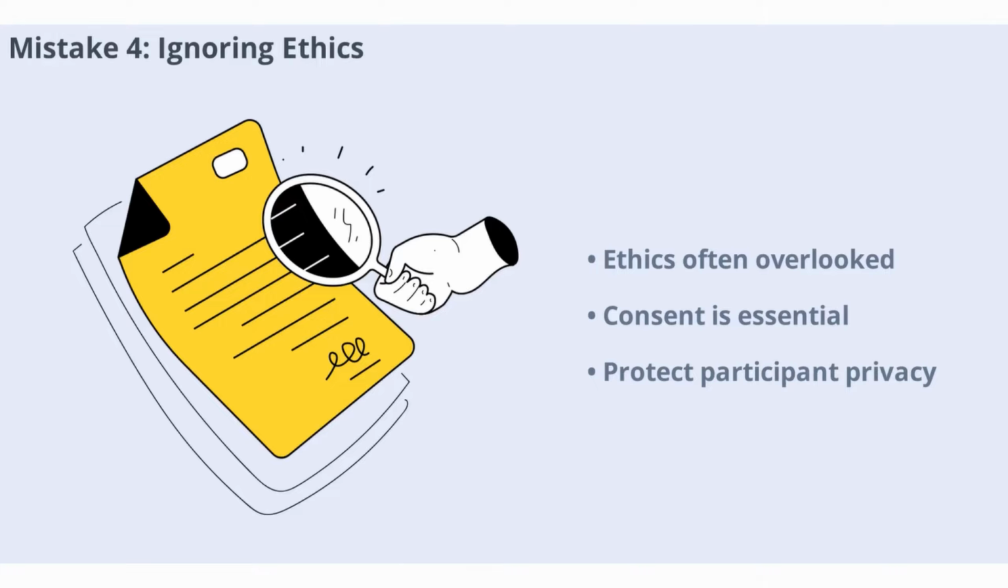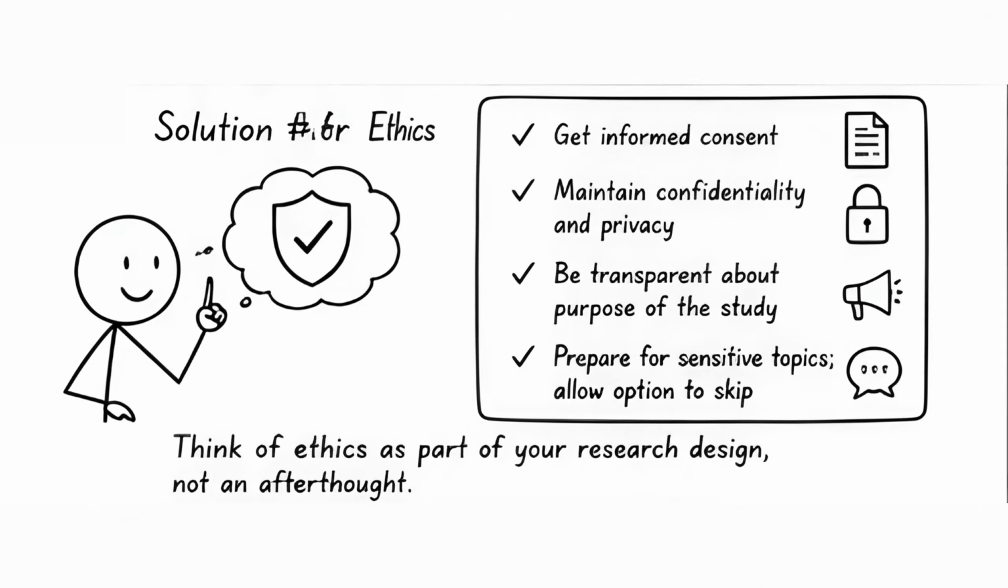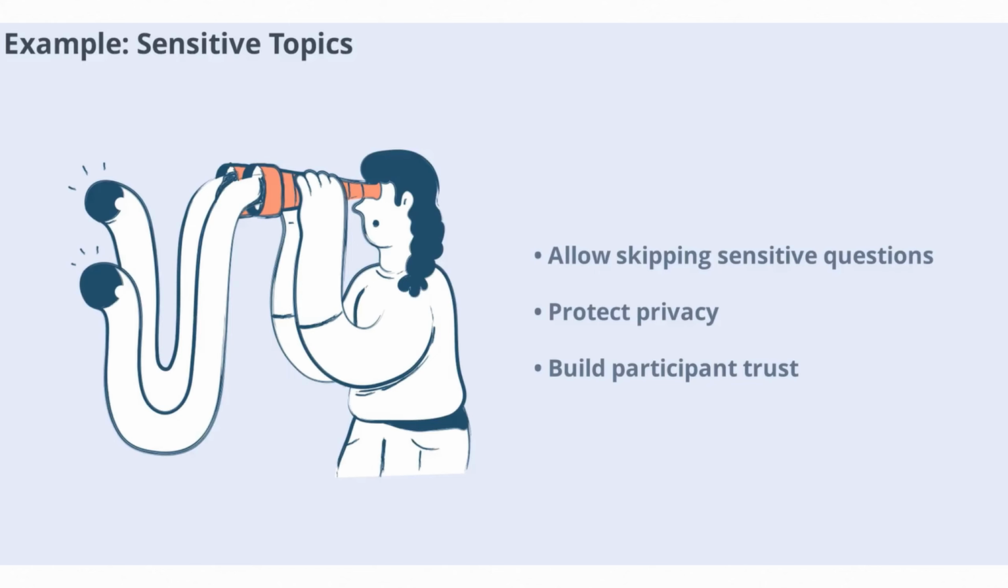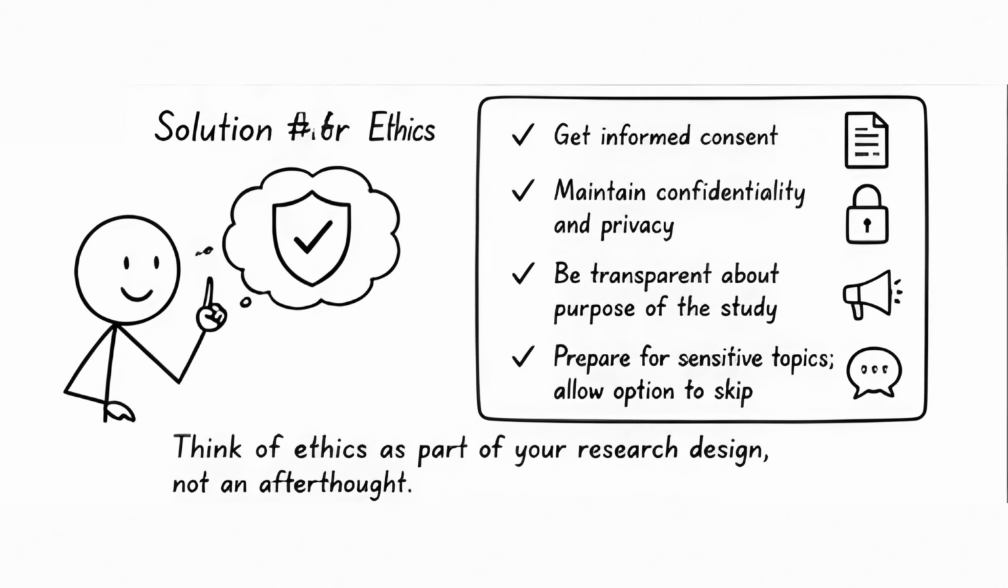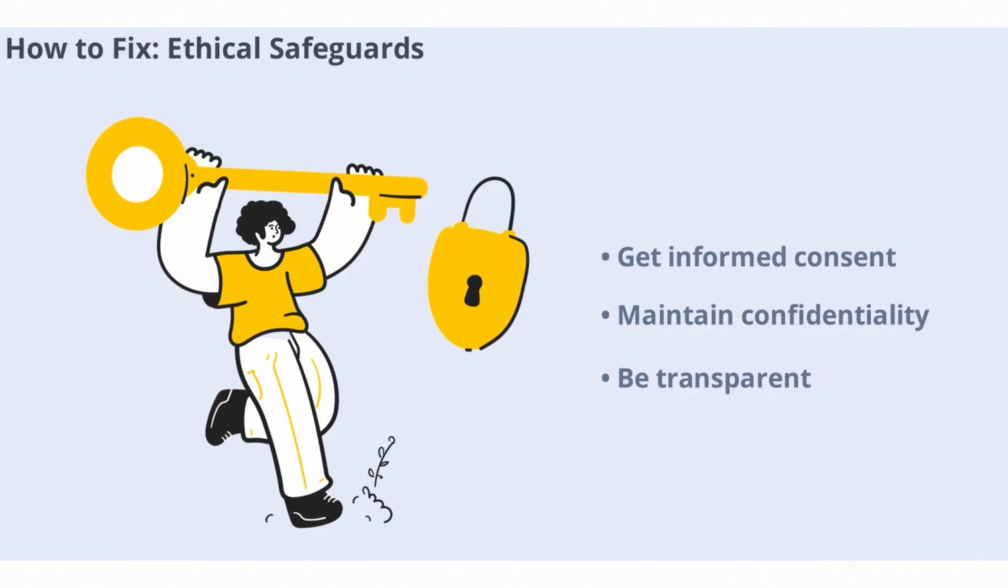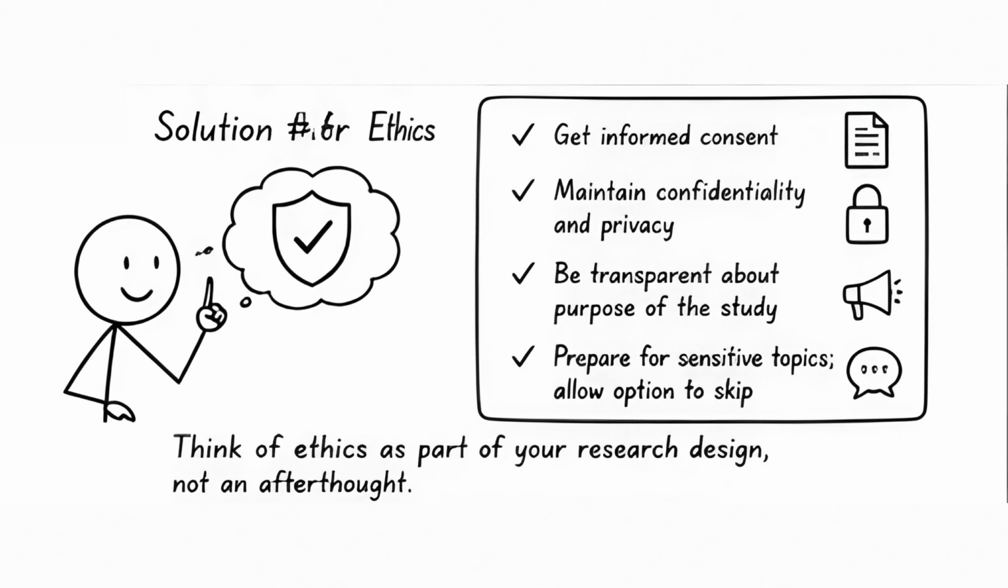Get informed consent from participants, maintain confidentiality and privacy, be transparent about the purpose of your study. Tell them what the study is about, and then prepare for sensitive topics by giving participants the option to skip those questions. For example, questions asking participants about their sexual status, about their sexuality, and all those sorts of things. So always think of ethics as part of your research design and not something that is an afterthought.